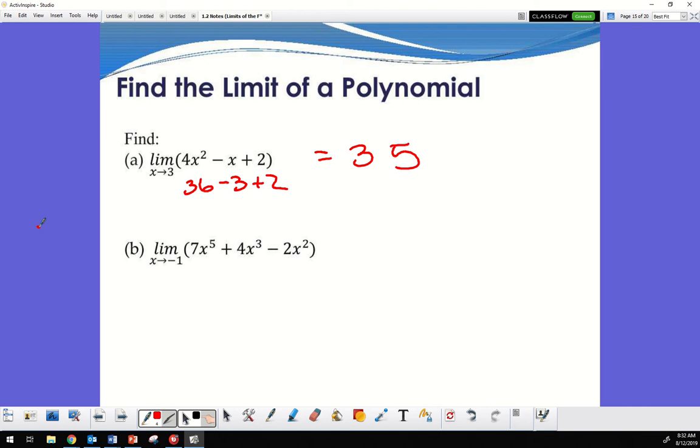Okay, let's take a look at the next one. Is there a restriction? No restrictions, right? No problems there, so we can plug in. That's going to give me a -7, and that's going to give me a -4, and that's going to give me a -2. Feel free to check my math because I'm not very good at it. Okay, so that means I get -11, -13.